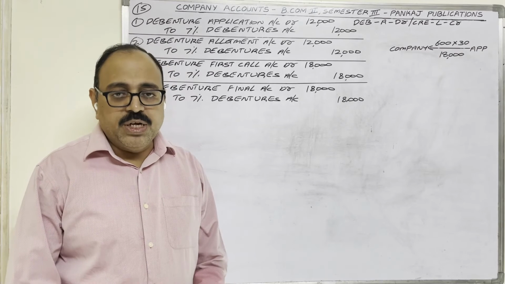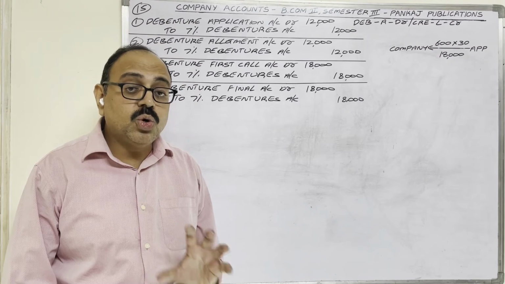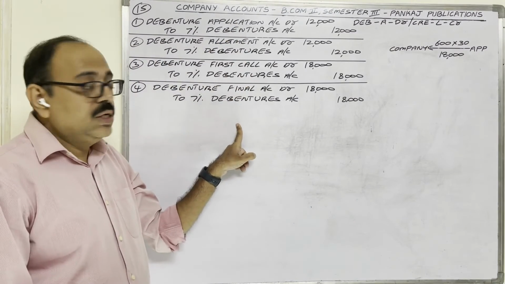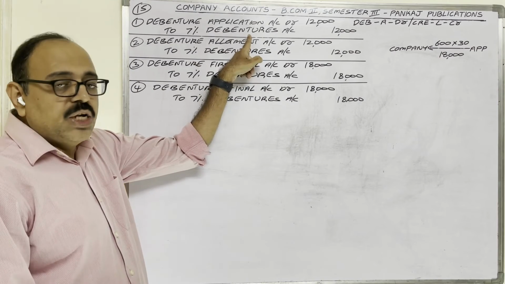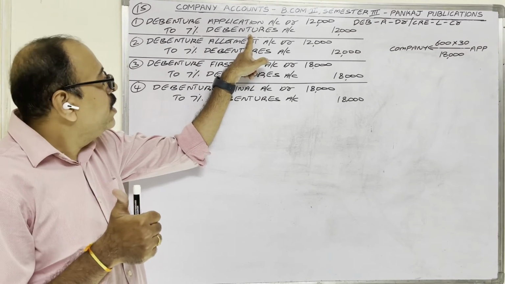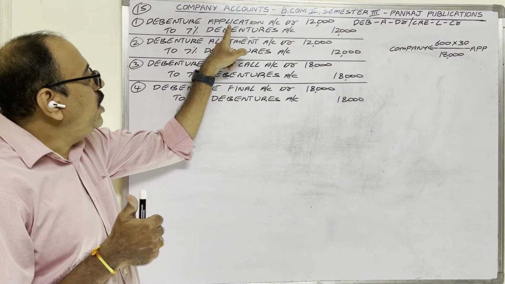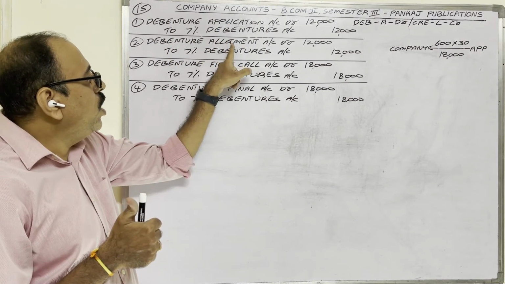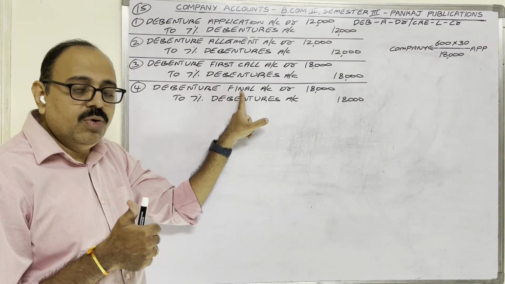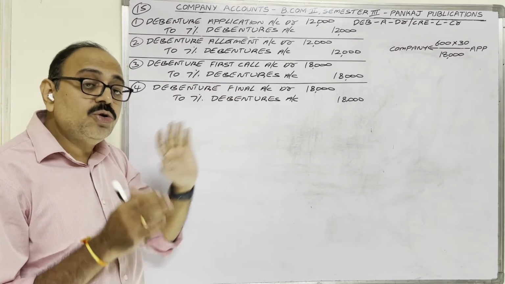Journal is also completed. Next, it is asking us to show the ledger accounts. If you observe the entries, we opened debentures account, so in ledger we have to show the debenture account. We open debenture application account, debenture allotment account, debenture first call account, debenture final call account. All these accounts also we have to show in ledger.